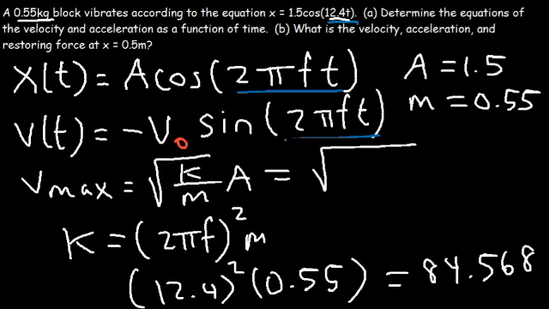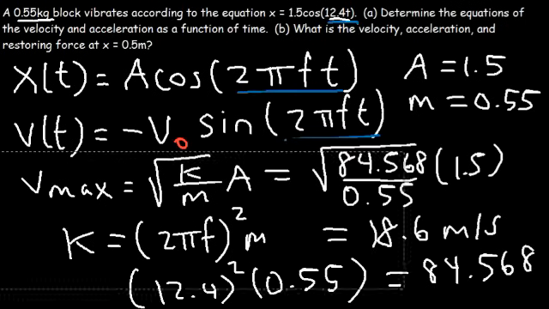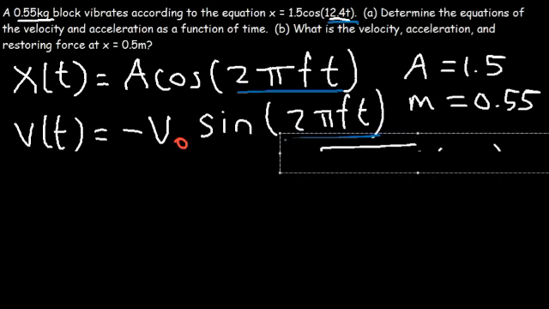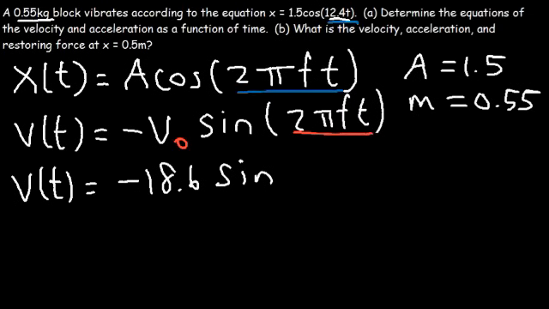So that's going to be the square root of k, which is 84.568, divided by m, which is 0.55, times the amplitude of 1.5. So 84.568 divided by 0.55, that's 153.76. And the square root of that is 12.4, times 1.5. Therefore, the maximum velocity is 18.6 meters per second. So the equation of the velocity as a function of time is negative 18.6 sine 12.4t.